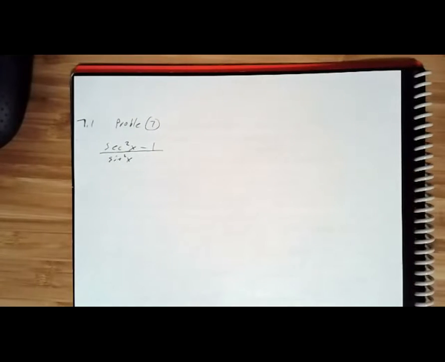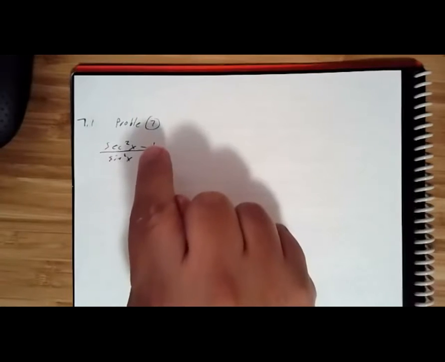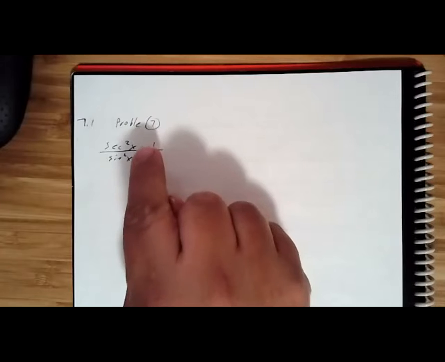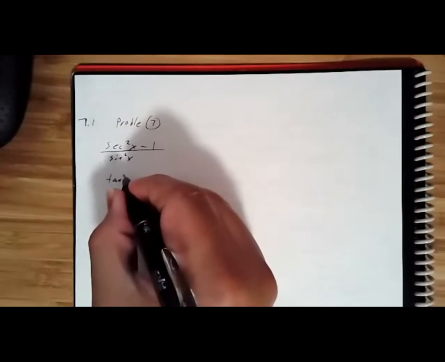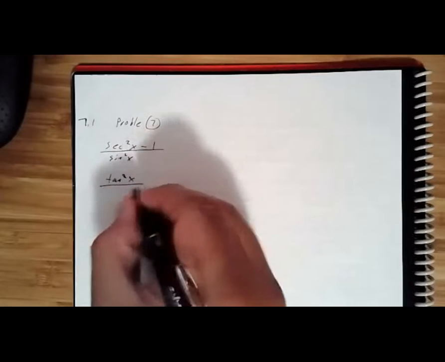Well, maybe, since I see a secant square, my first thought is the Pythagorean identity. That's what I did, but then I get stuck on the next part after that. So this top part is going to be tangent squared, right? Yeah, tangent squared x over sine squared x is what I got.